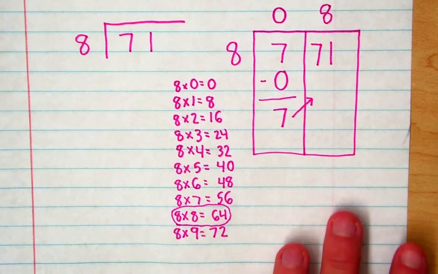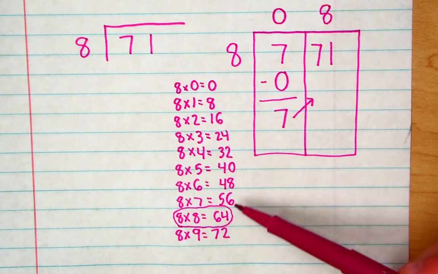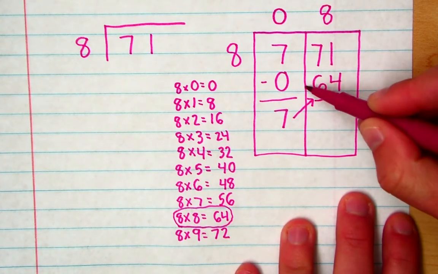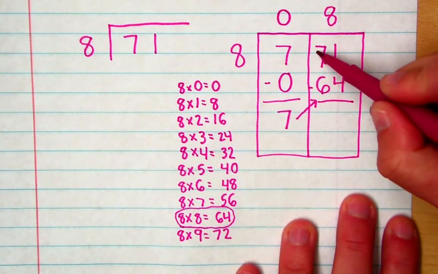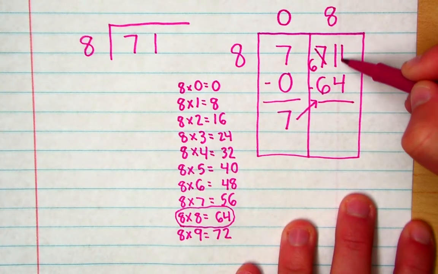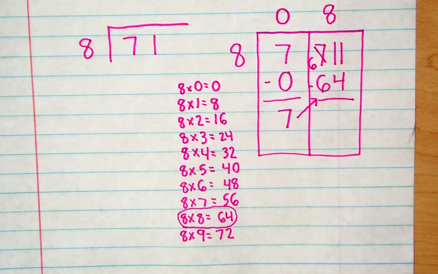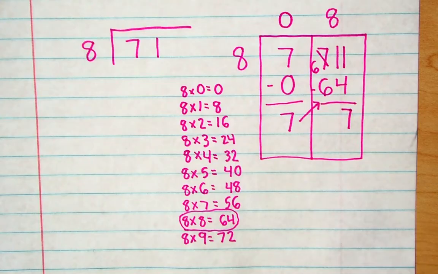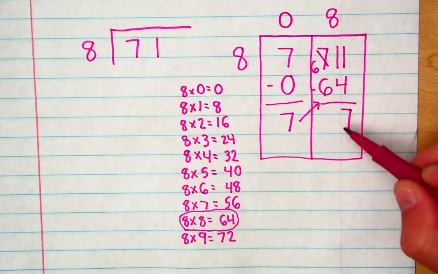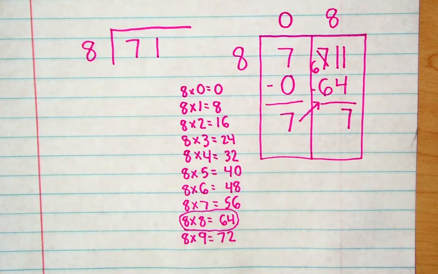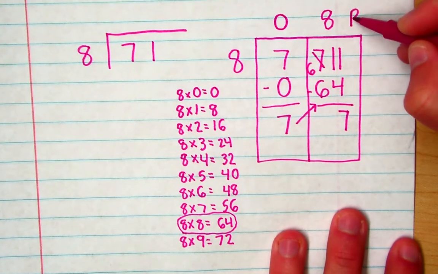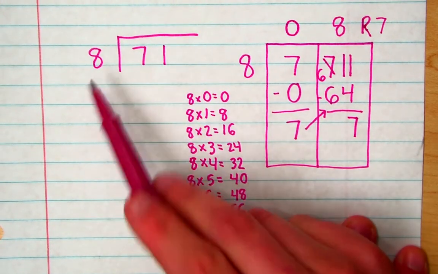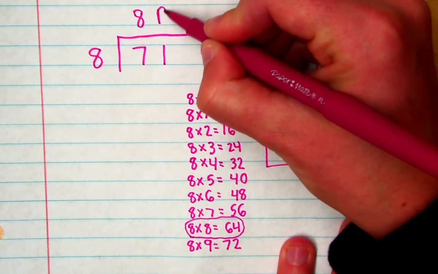So now after all that thinking, I need to do 8 times 8, which we did down here, and that's 64. Then I need to subtract both of these numbers. I'll need to borrow from the tens column, and I'll need to make this into an 11. 11 take away 4 is 7, and 6 take away 6 is 0. So this becomes my remainder, since there's nothing else I can do by moving this over. So remainder 7, which means 71 divided by 8 is 8 with a remainder of 7.